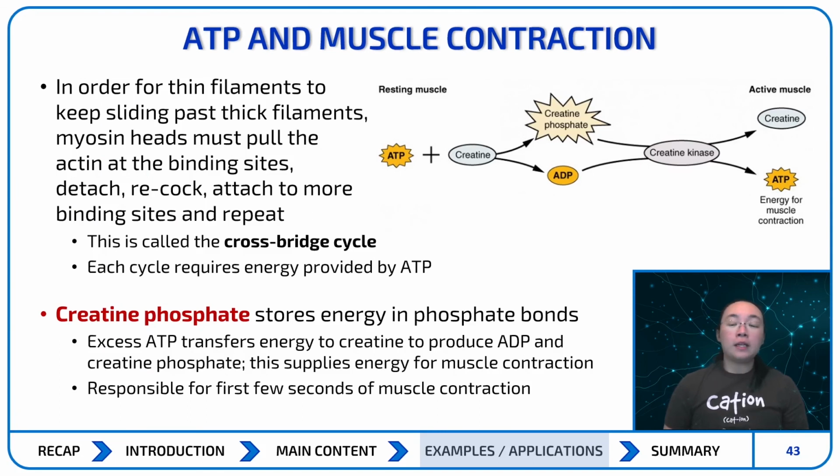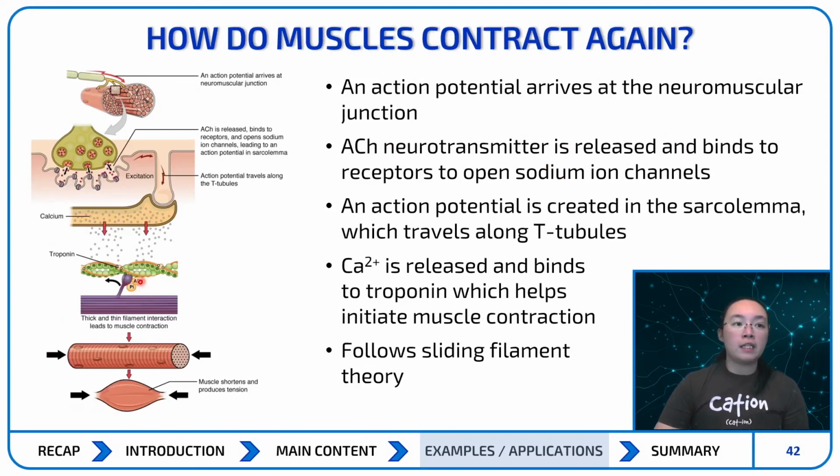So how is ATP related to muscle contraction? In order for the thin filaments to keep sliding past the thick filaments, the myosin head has to pull the actin at the binding sites, detach, recock, and attach to more binding sites, and repeat the cycle. And that cycle is called the myosin cross-bridge cycle. Each cycle requires energy provided by ATP. So looking back up here at our previous picture, we have ADP and Pi, phosphate. You do need ATP in order to recock the myosin head so that it continuously pushes your filaments so that a contraction can take place.